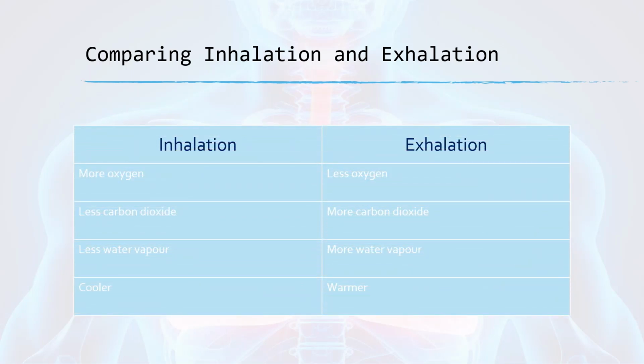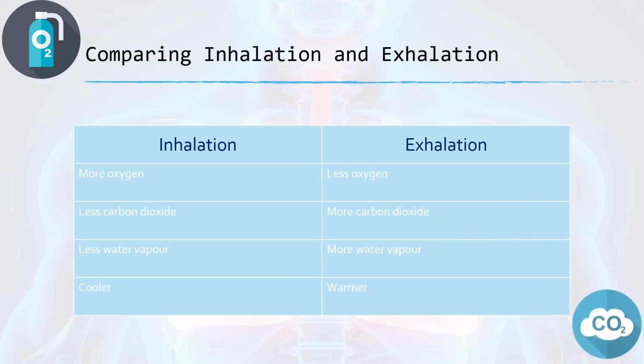Inhalation and exhalation. In the inhalation side, you can see that there is more oxygen, but in the exhalation, you can see that there is less oxygen. In the inhalation side, you can see that there is less carbon dioxide or CO2. But in the exhalation side, there is more carbon dioxide as it is a waste material of the process of inhalation and exhalation. In the inhalation side, you can see less water vapor. But in the exhalation side, you can see more water vapor as this is also a waste material.